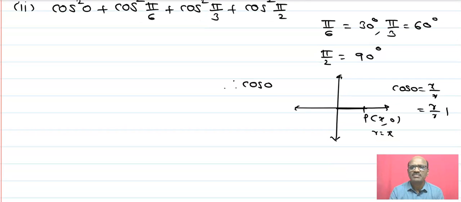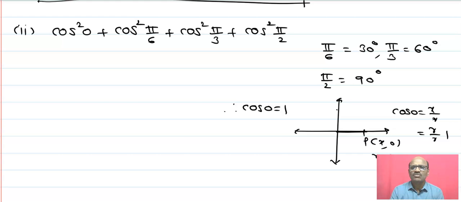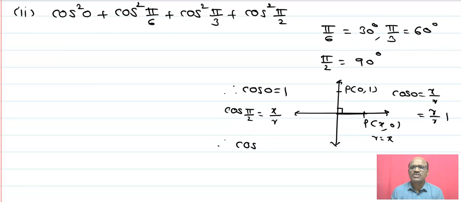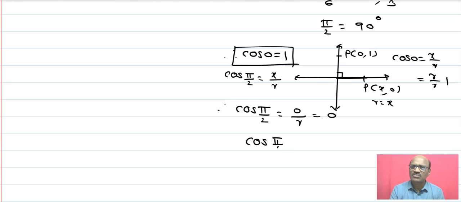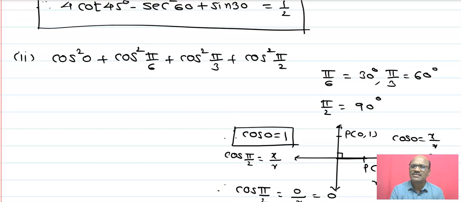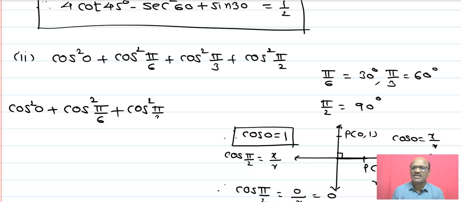Now here is one more definition, for the cos of 0. For this angle, point P is on the x-axis, and its coordinate is x comma 0. Now see the value: cos of 0 is 1, because it is x upon r and x is equal to r. Therefore, r upon r is equal to 1, so cos of 0 is 1. What about cos of 90? The point is on the y-axis, and cos of 90 is x upon r, where x is 0, therefore cos 90 is 0.